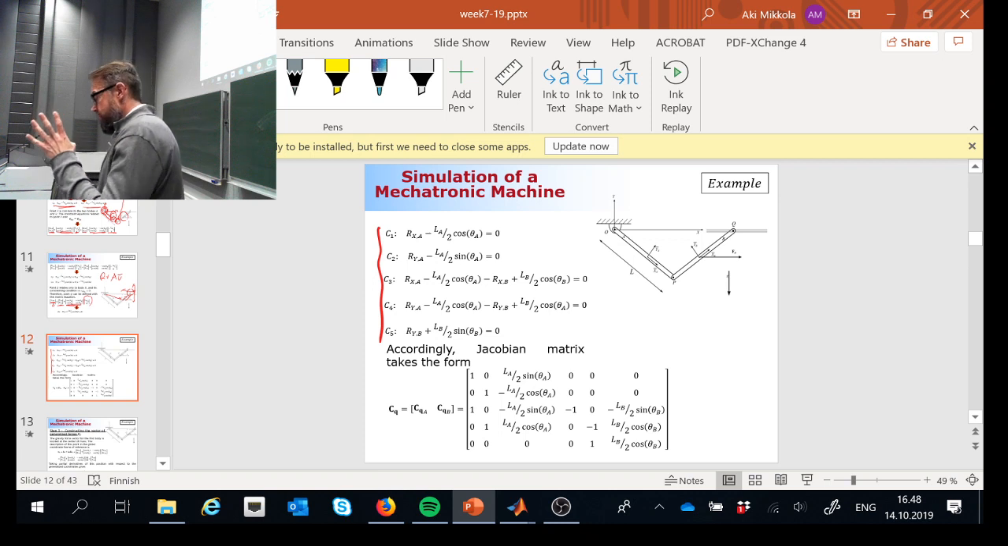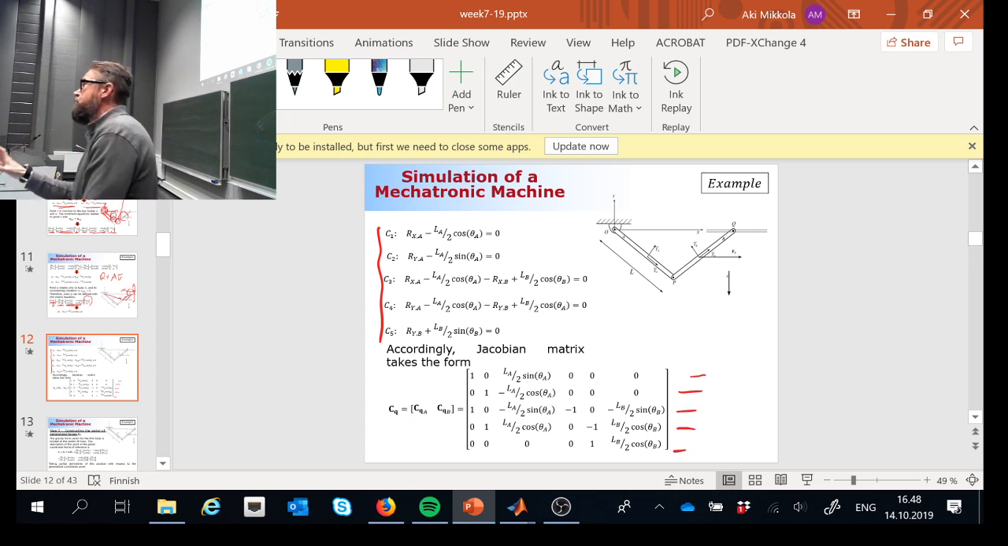I'm not going to look at the details of the mathematics, but look at the dimension of the Jacobian matrix. It consists of 5 rows because of 5 constraints, 6 columns because of the 6 generalized coordinates. Based on these dimensions, you can tell that the degrees of freedom of the system is 2.